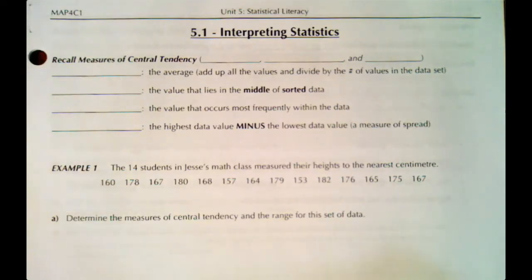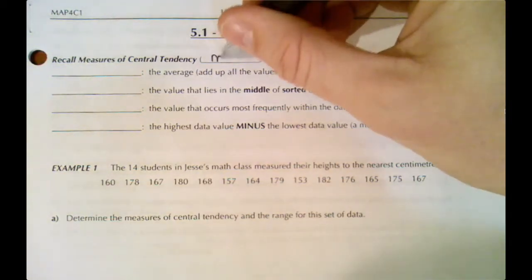Okay, this is lesson 5.1, and in this lesson we're going to interpret statistics. Before we do, we want to recall a few statistics here. First, the measures of central tendency, and that's the mean, median, and mode.